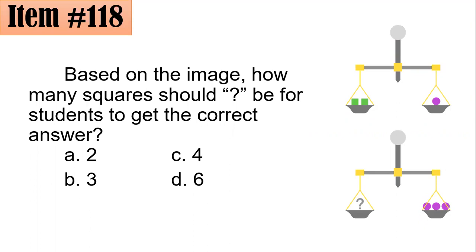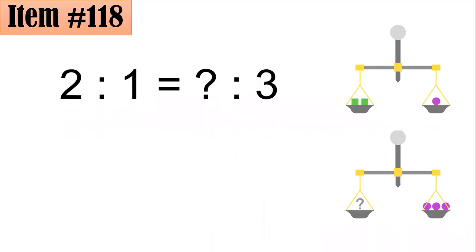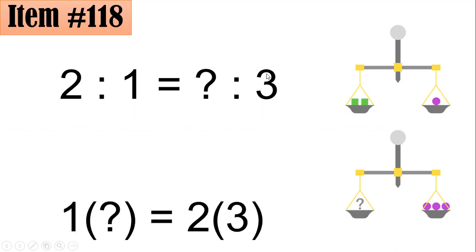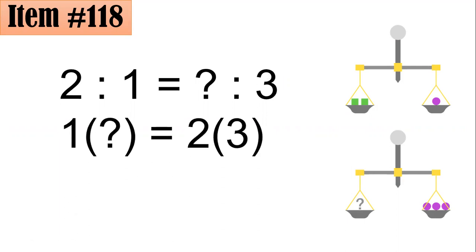Letter D daw, 6. And you are actually correct if you say that. Why? Kung gusto po natin, let's make it complicated. It's a ratio, no? So 2 is to 1 equals question mark is to 3. So the product of the means, 1 times question mark, is equal to the product of the extremes, 2 times 3. So that's 1 times question mark is equal to 2 times 3, or your question mark should be 6.